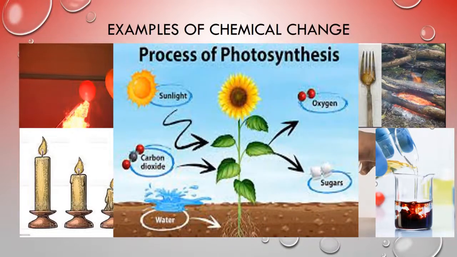The example was given of photosynthesis. Plants use sunlight as a source of energy. It takes in energy to change carbon dioxide and water into sugars and oxygen. So photosynthesis is an example of a chemical change that occurs in living organisms.